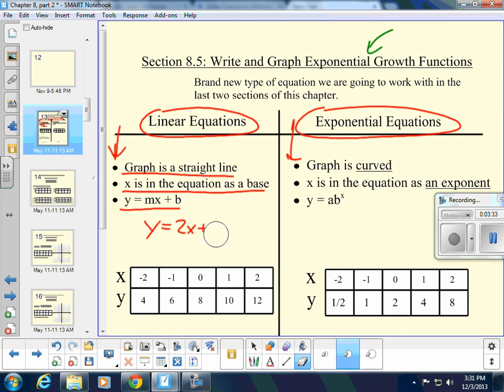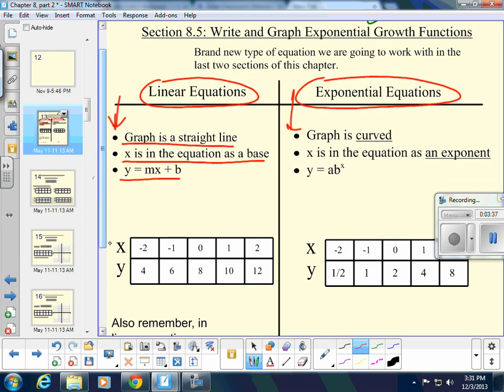We've made tables for linear equations. We've graphed them. And even if I have a table, I can make what the equation is. So going down to this example right here, we can make an equation just knowing all the numbers in this table for some kind of linear equation. Again, it would look like this, y equals mx plus b.